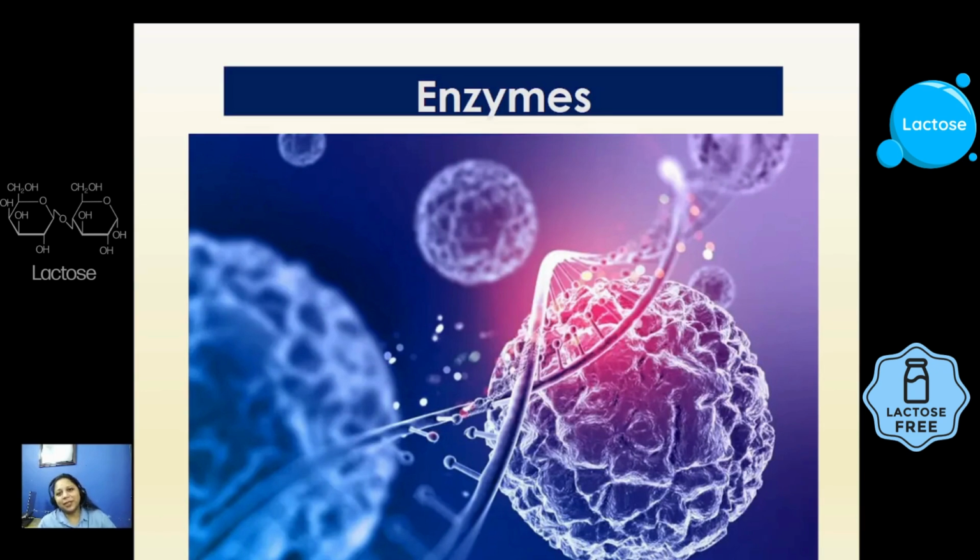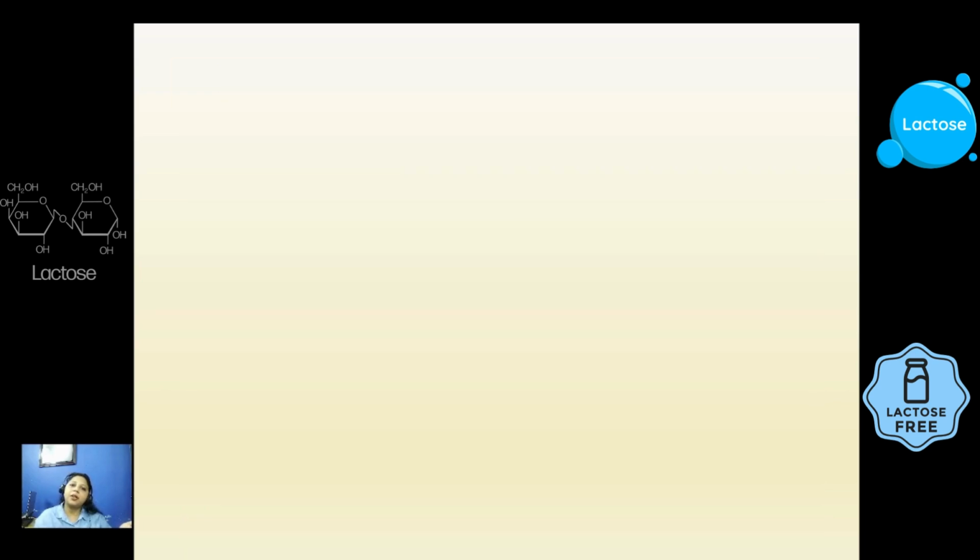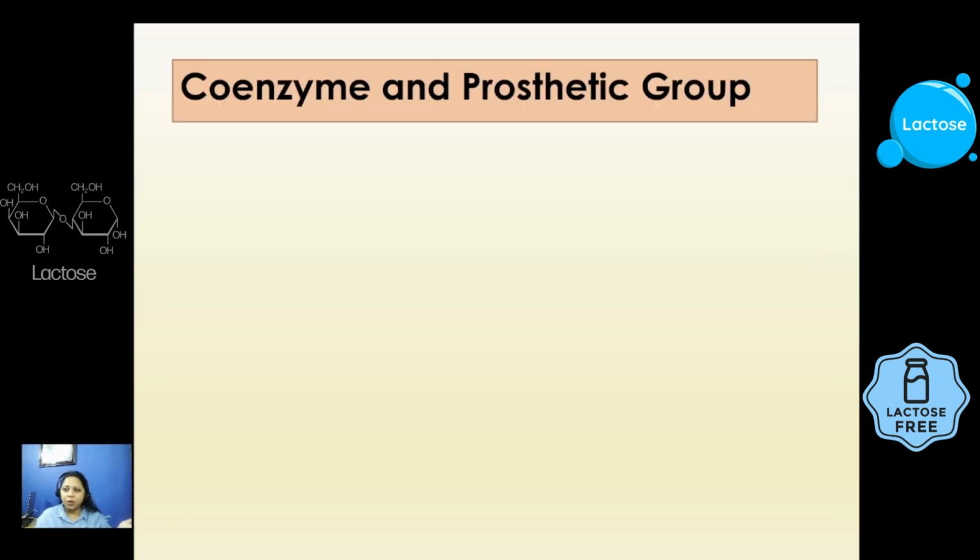Everyone, welcome back to my channel, and today we are going to learn something interesting in enzymes. That is actually the helper of enzymes, or how enzyme is going to be used. So we have two helping agents for enzymes. One is known as coenzyme, other is known as prosthetic group.